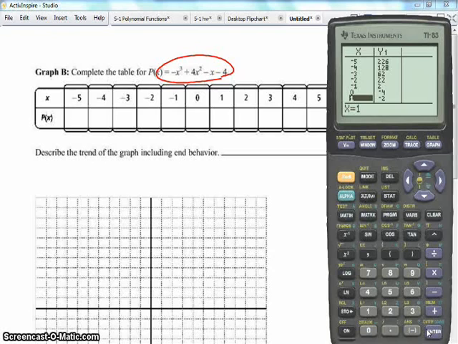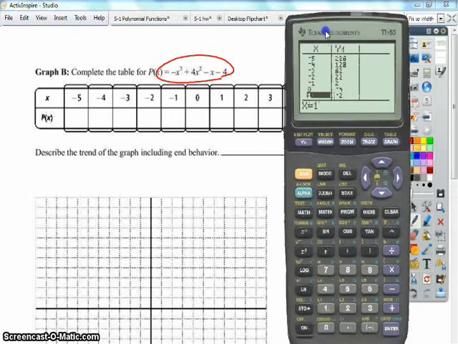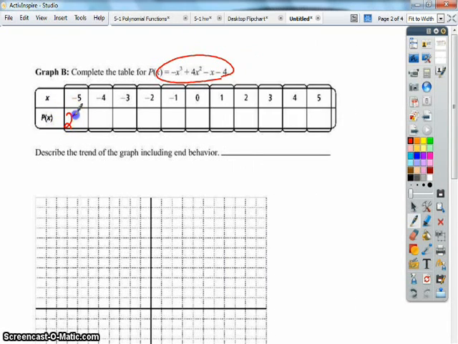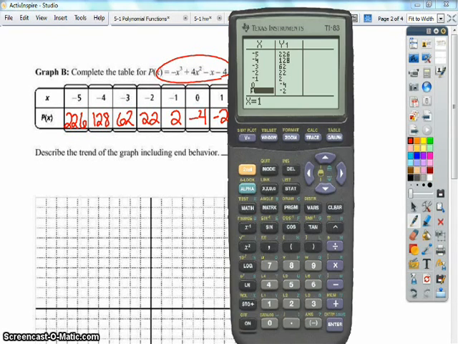So those values you have, we're going to put in the chart. These values right here go in your XY chart. So far, I have 226, 128, 62, 22, 2, negative 4, and negative 2.